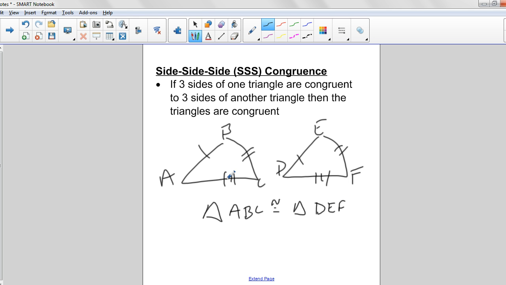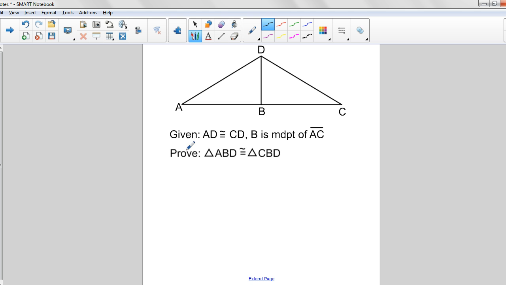And so the goal is to prove that all 3 sides are congruent to all 3 sides here. And then you can say the 2 triangles are congruent. So that's what we're going to try to do in this proof. Okay, given the fact that segment AB is congruent to segment CD, and B is the midpoint of segment AC, you're going to try and prove that this is a true statement.